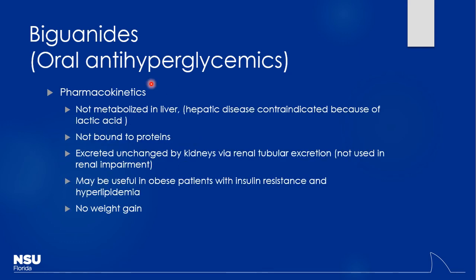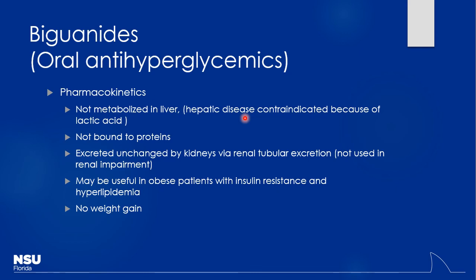Although this is not metabolized in the liver, hepatic disease is still a contraindication for metformin. If you're not able to clear it, this will produce a lot of lactic acid. Lactic acid normally gets cleared in the liver. If you cannot clear that, then you can develop lactic acidosis. This is really the biggest dangerous thing you can see with metformin, this fatal lactic acidosis that can develop. It's very rare.